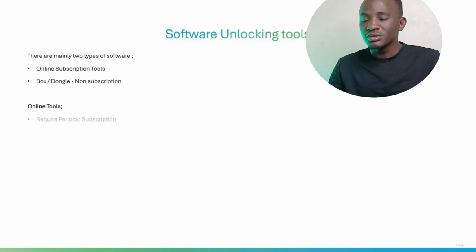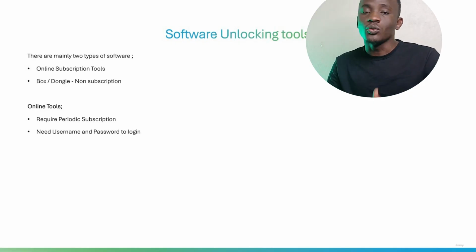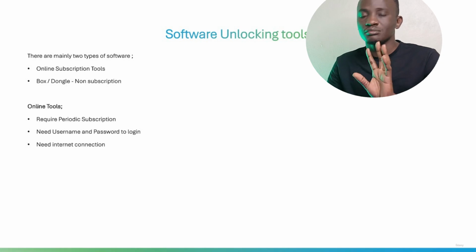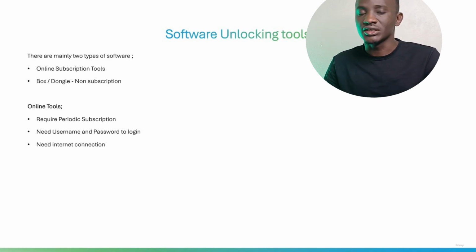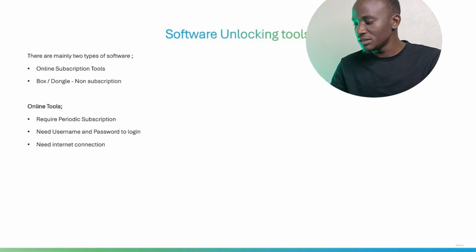Now, online tools require periodic subscriptions. For some of these tools, you have to buy a license for maybe 1 month, 3 months, 6 months, or 1 year, depending on the packages they offer. Periodically you have to renew your license to keep using the tools. Once you purchase the license, you need a username and a password to log into the tool. In most cases, these tools need an internet connection, because your accounts are connected to their servers, through which you log in with the username and password to get access.